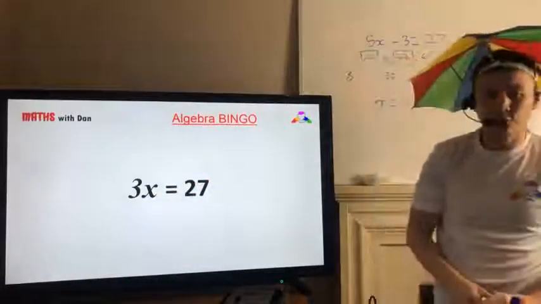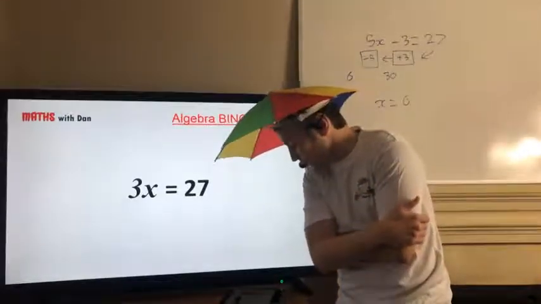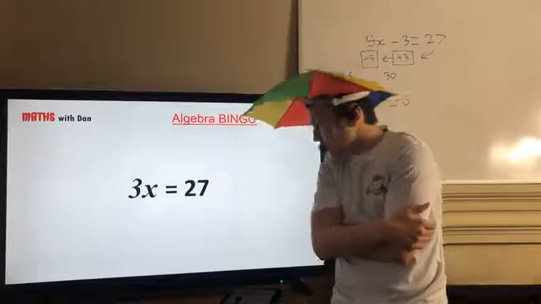3x equals 27. 3 times something equals 27. 27 divided by 3.